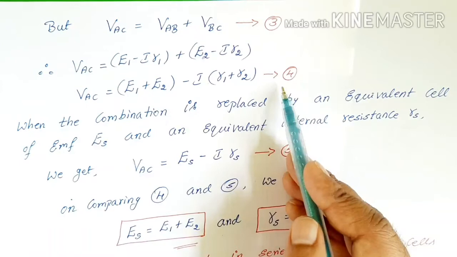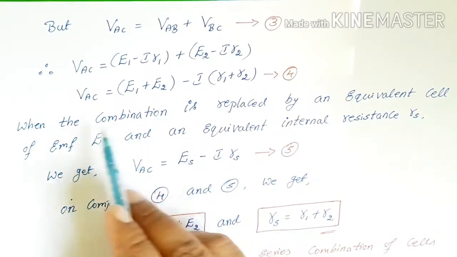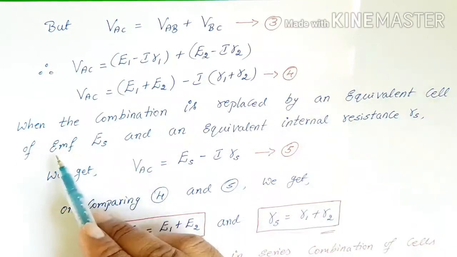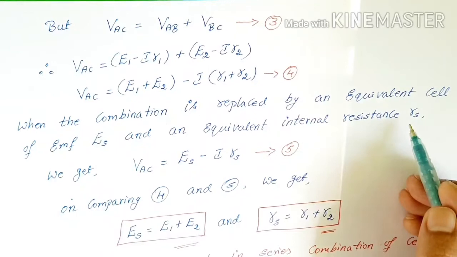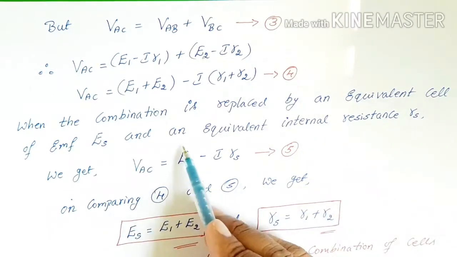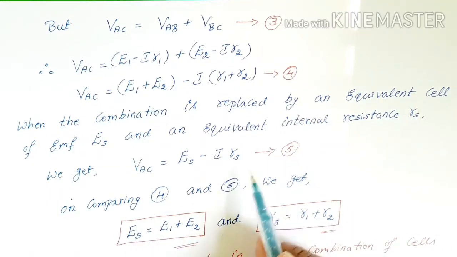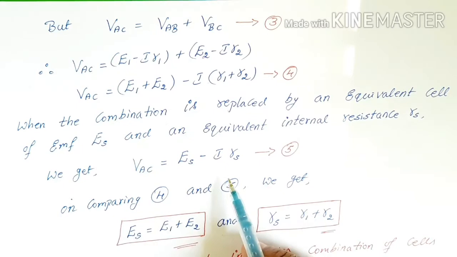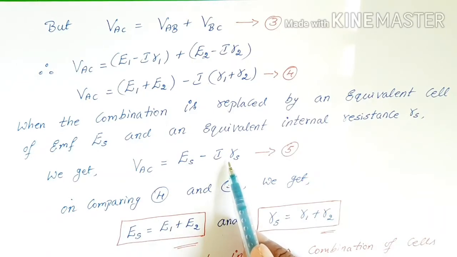Is it clear? And for an equivalent circuit, I can write this, right? When the combination is replaced by an equivalent cell of EMF ES and internal resistance RS, for an equivalent cell also, I can write like this, ES minus IRS. You can see in an equivalent circuit diagram, at the cell there is an ES and RS, right? So here VAC is equal to ES minus IRS.